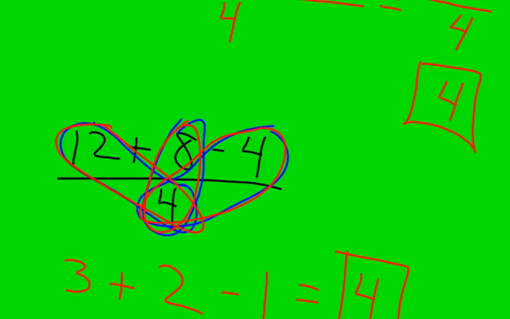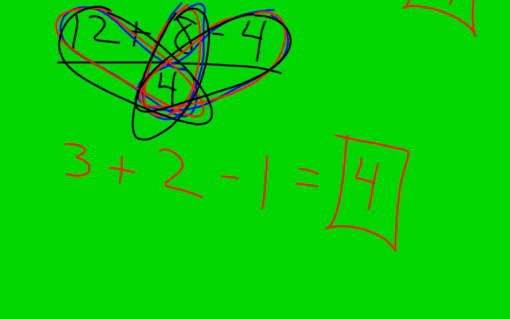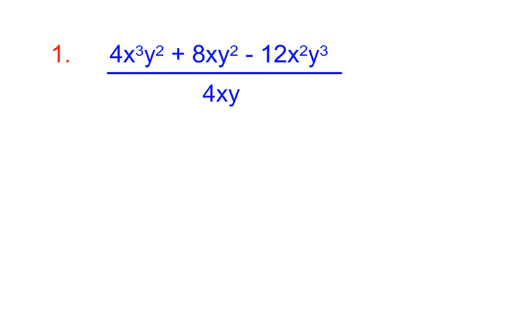We also got the exact same answer when we took each and every term, 12 divided by 4, 8 divided by 4, negative 4 divided by 4. Each term in the numerator, we divided by the one term in the denominator, and we still got the correct answer of 4. So as you can see, either way works. The reason why I show you the second way is because that is exactly how we have to do it when we have variables in our polynomial functions.